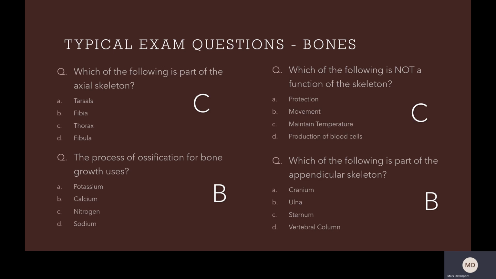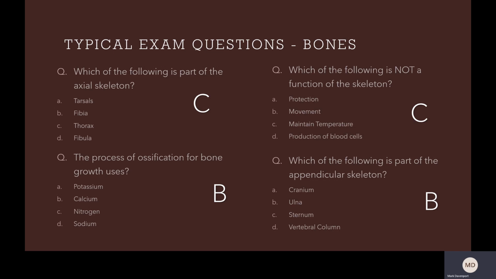Which of the following is not a function of a skeleton? Protection, movement, maintain temperature, or production of red blood cells? Hopefully you said maintain temperature. We know it's there for protection, for the skull. We know that we need a skeleton to move, and we know that bones produce blood cells.